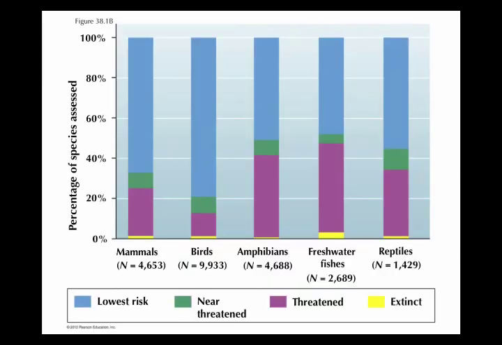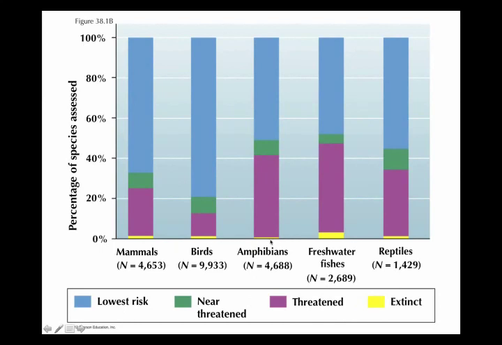Unfortunately, lots of organisms are threatened, near threatened, extinct. Endangered is in between extinct and threatened. I don't know why they don't really have that on here, but you can see threatened is almost endangered. Near threatened is we're worried about them, but they're not to dire numbers yet. And lowest risk means they seem to be okay.